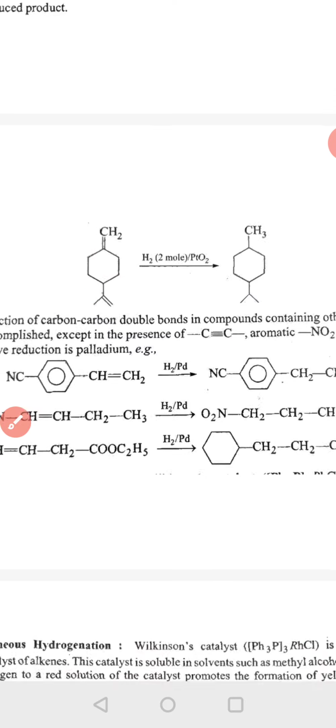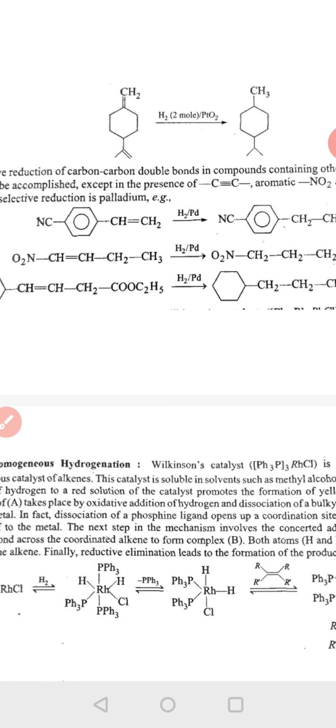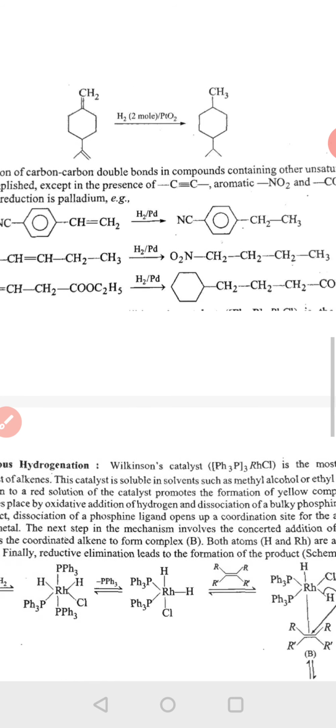Now we will see some examples of selective reduction. These are some of the examples of selective reduction. Selective reduction of carbon-carbon double bonds in compounds containing other unsaturated groups can usually be accomplished. The best catalyst for catalytic reduction is palladium. If the reduction occurs in the presence of palladium, then selective reduction of the CC double bond can take place. These are some of the examples for this.